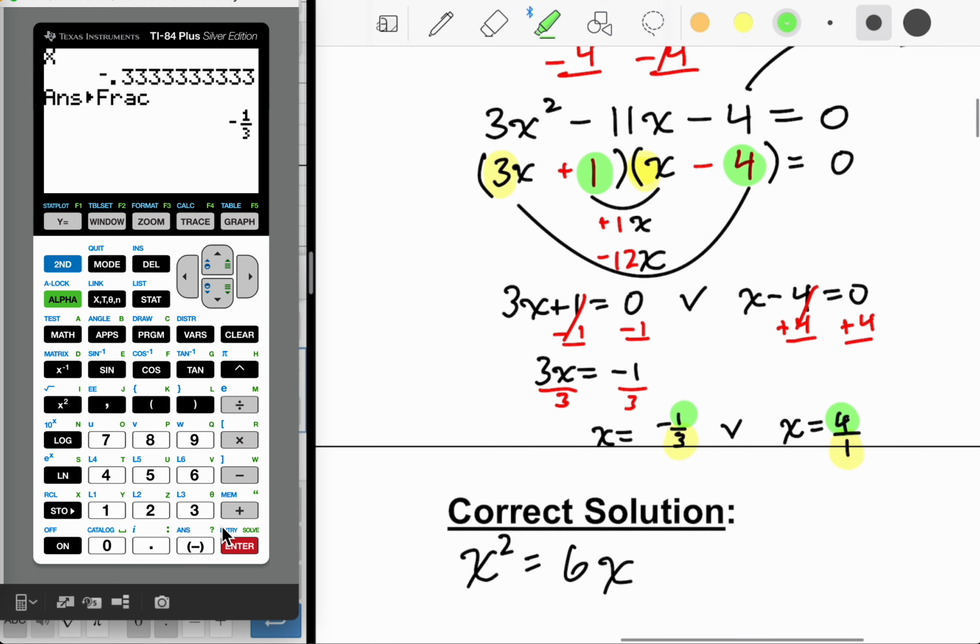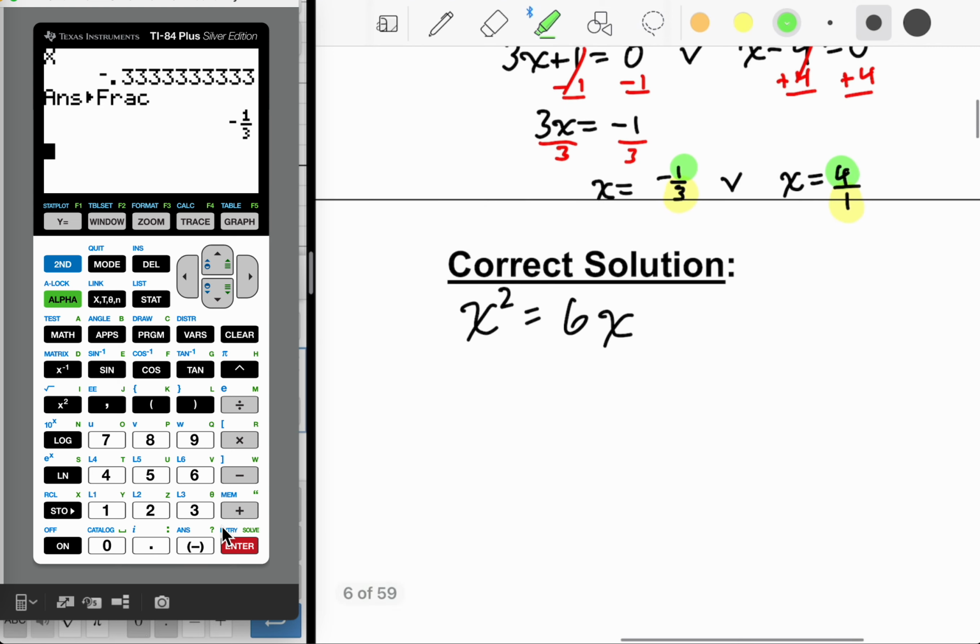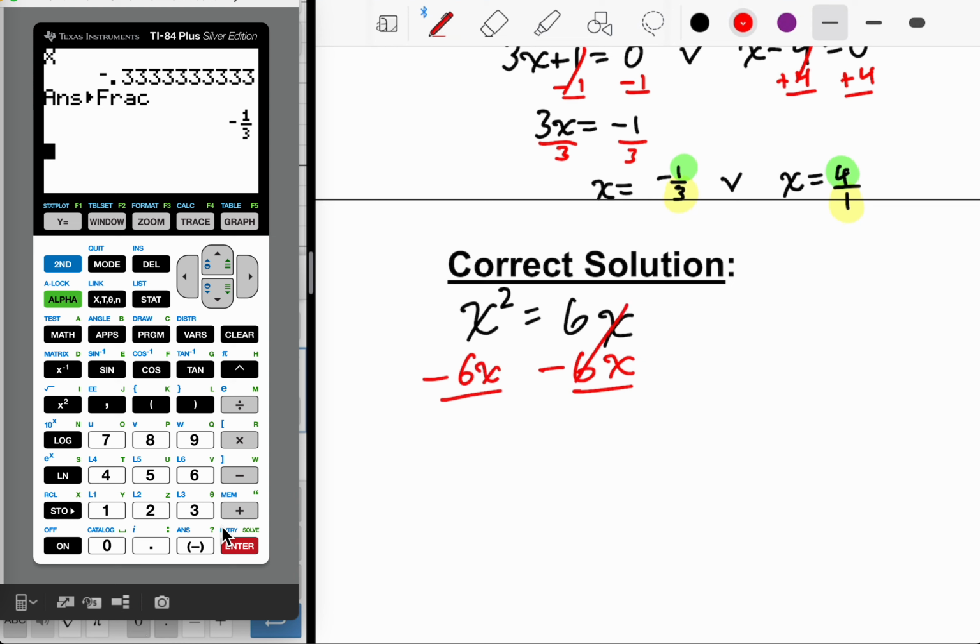The next one, x squared is equal to 6x. The zero product property tells us that we need to have two factors whose product is equal to 0. Meaning the right-hand side has to be 0. So let's get rid of that 6x. So I have x squared minus 6x. I'm looking for two factors, which means I have to factor this expression.